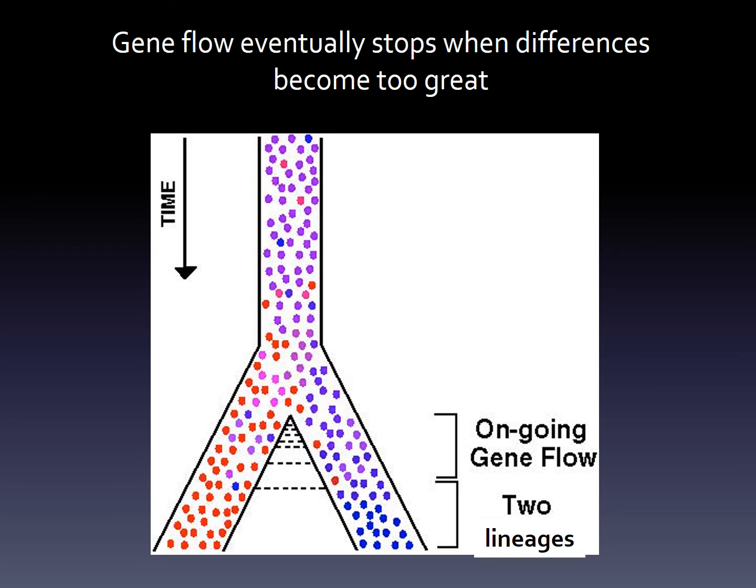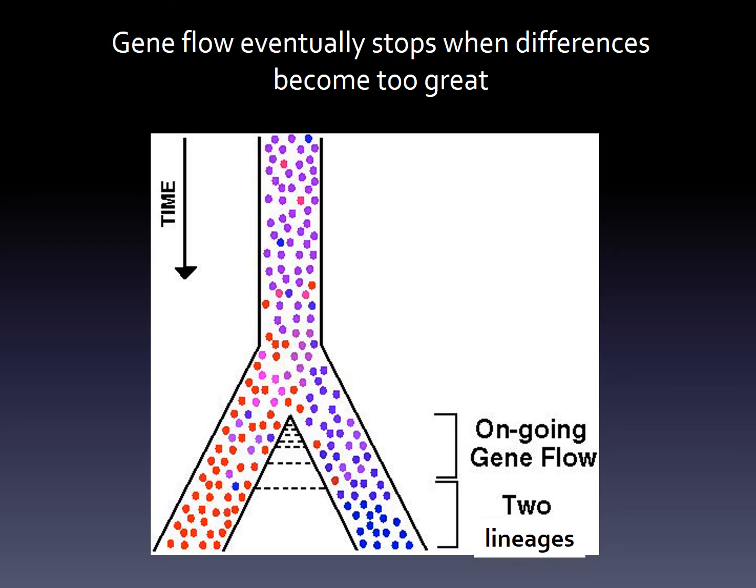Scientists think that gene flow eventually stopped when differences became too great. So in this example, time is flowing from the top down. And so you can see there's just one channel where all of the individuals are in one group. They're equally likely to reproduce with one another. So this is one population of potentially interbreeding individuals, and the dots are different colors to represent the variation in this one species. Now, over time, due to random chance, mutations start to occur in that gene pool.